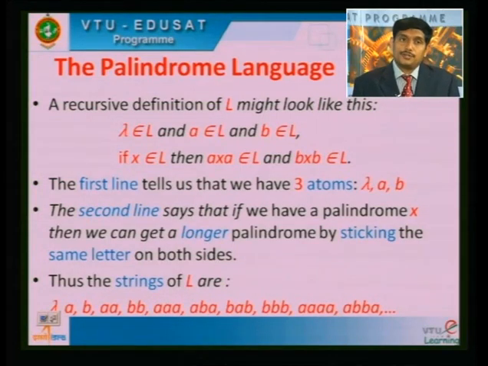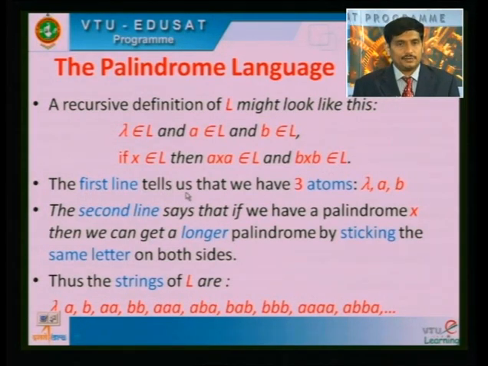A recursive definition of the palindrome language L might look like this: lambda belongs to L, a is also in L, and b is also in L. If x belongs to L, then axa belongs to L, and bxb belongs to L. You can read it the same way from either side.